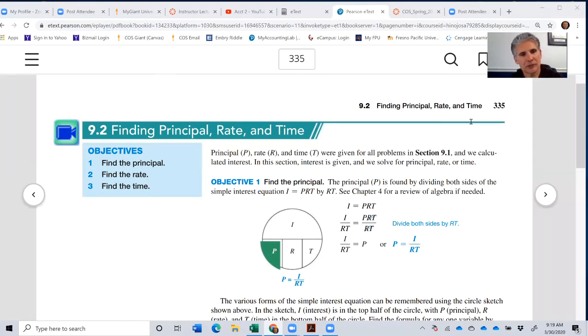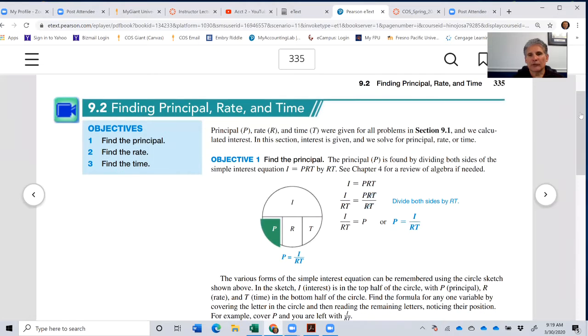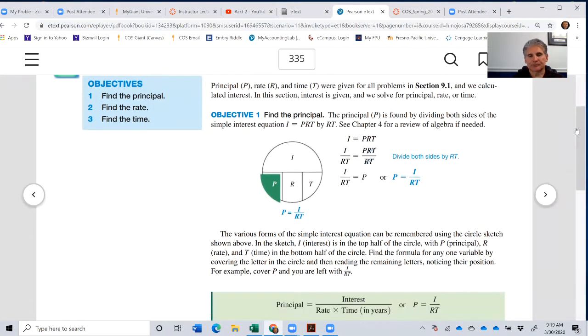Moving on to 9.2, finding principal, rate, and time. We learned the formula I equals PRT. But similar to when we were looking at base times rate equals part, we can modify the formula. We'll create this little graphic to help us figure out how to solve for other unknown variables.